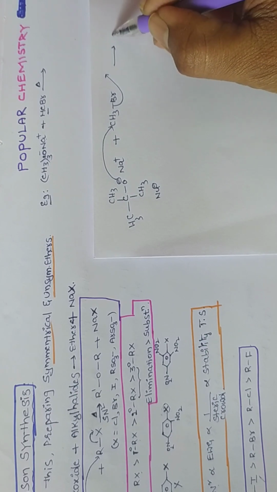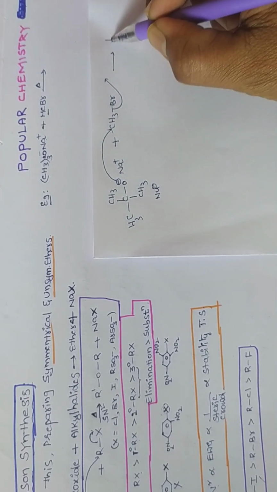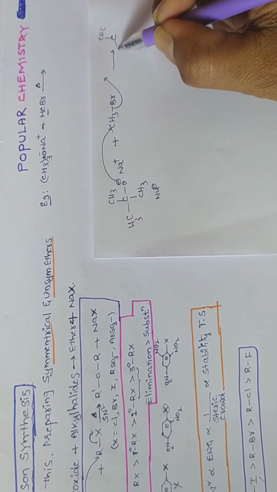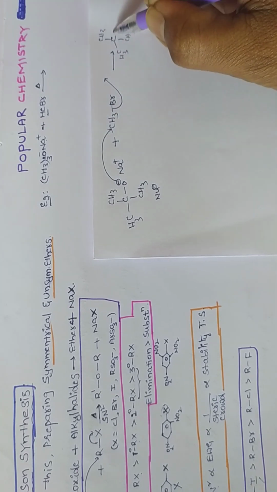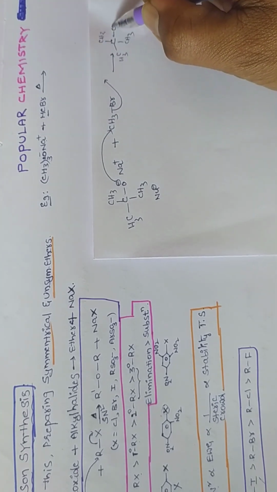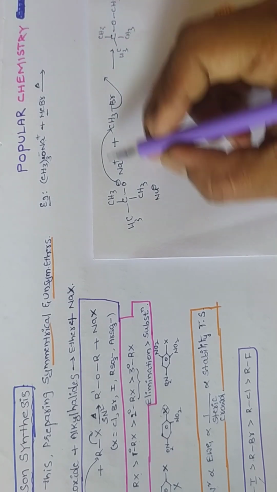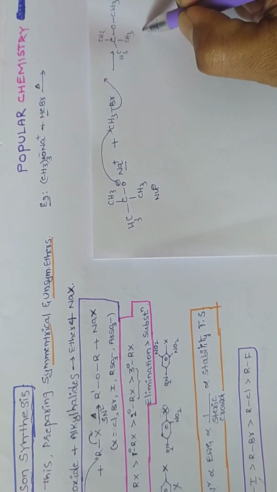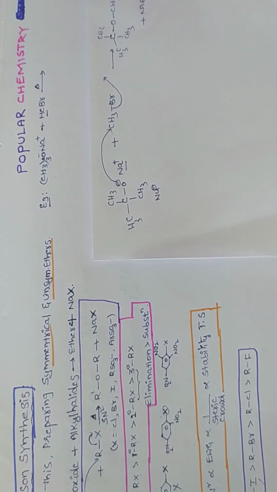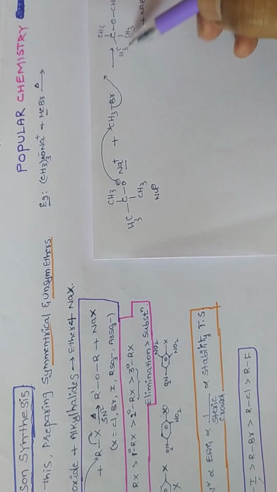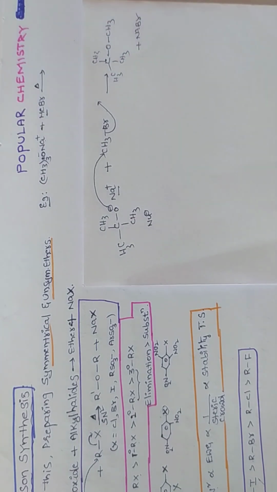So what are we going to get? This carbon with CH3, CH3, CH3, then oxygen, then carbon, attached with this one. This Na plus and this Br minus form NaBr. And this product is called an ether. An unsymmetrical ether is formed.